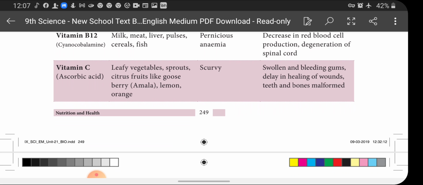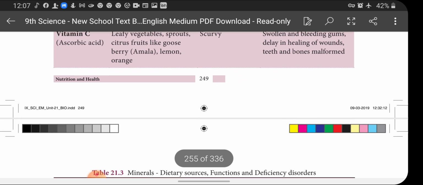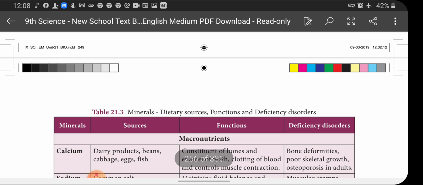the various nutrient sources rich in vitamin C. And the deficiency disease is scurvy, and symptoms are swollen and bleeding gums, delay in healing of wounds, and teeth and bones malformed. So these are the various types of vitamins, their dietary sources, deficiency disorders and symptoms.